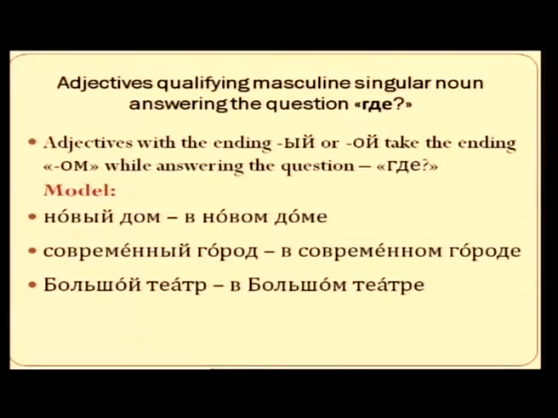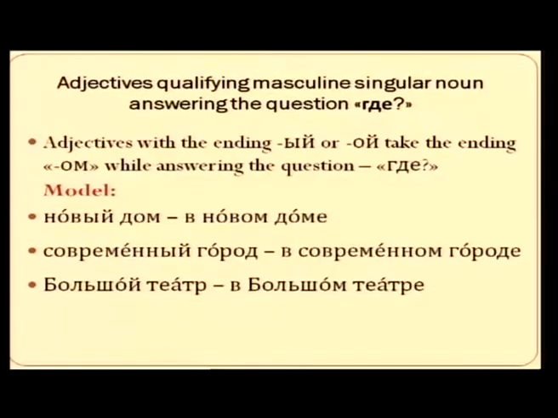Dear learners, here we have seen how "новый," "современный" and "большой" are used with masculine gender nouns. "Новый дом," "новый город," etc. can be used with different prepositions. For example, "новый дом," я живу в новом доме. "Большой театр," я работаю в большом театре.